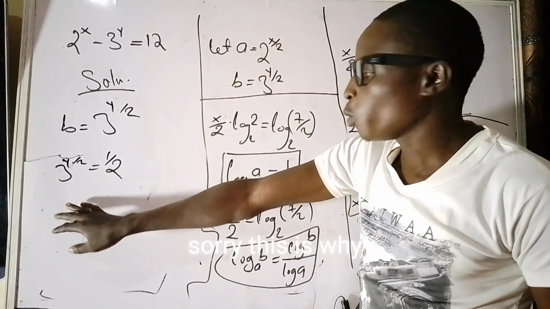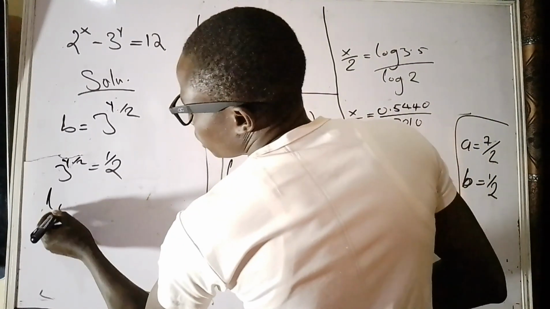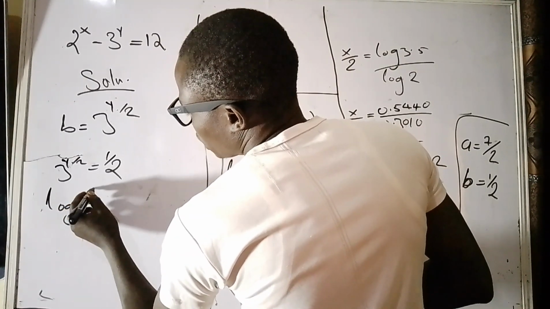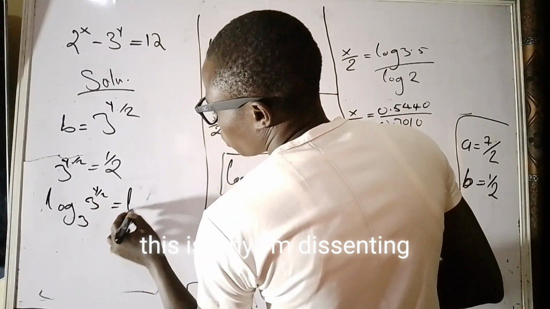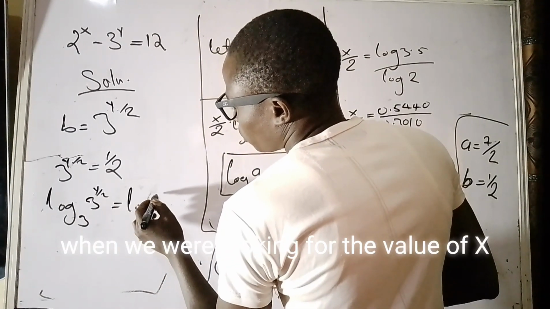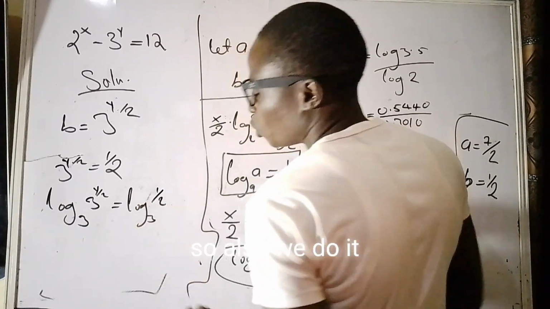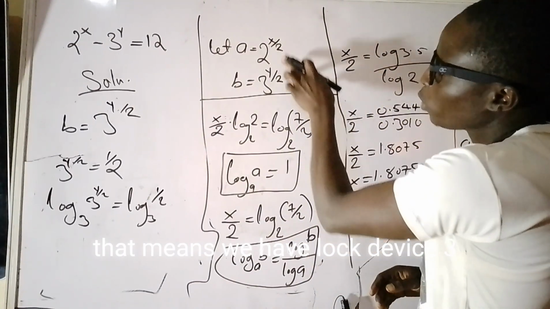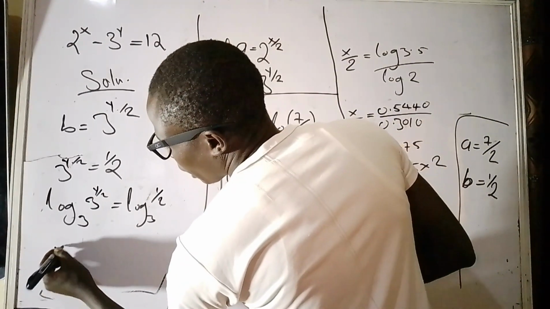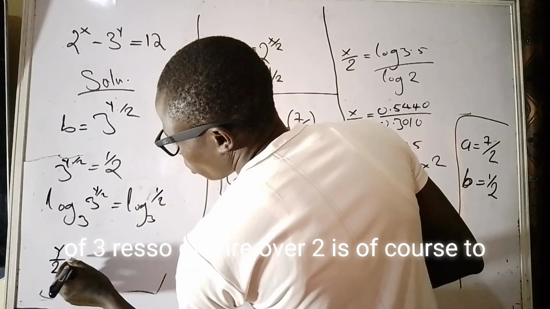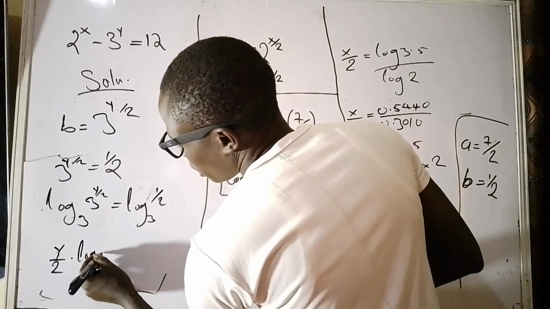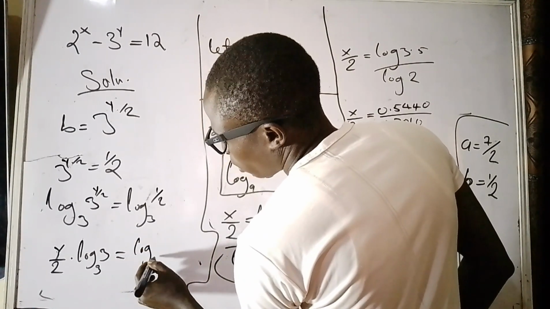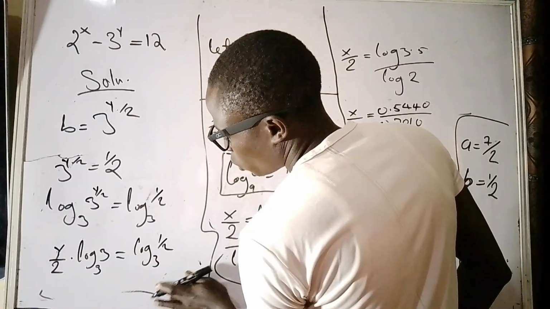The same thing that happened when we were looking for the value of x, we introduce common log. So also we do it here, we introduce common log to both sides. That means we'll have log to base 3 of 3 raised to the power of y over 2 is equals to log to base 3 of 1 over 2. So going by one of the laws I cited when we were looking for the value of x, I can have y over 2 here multiplying log to base 3 of 3 is equals to log to base 3 of 1 over 2.